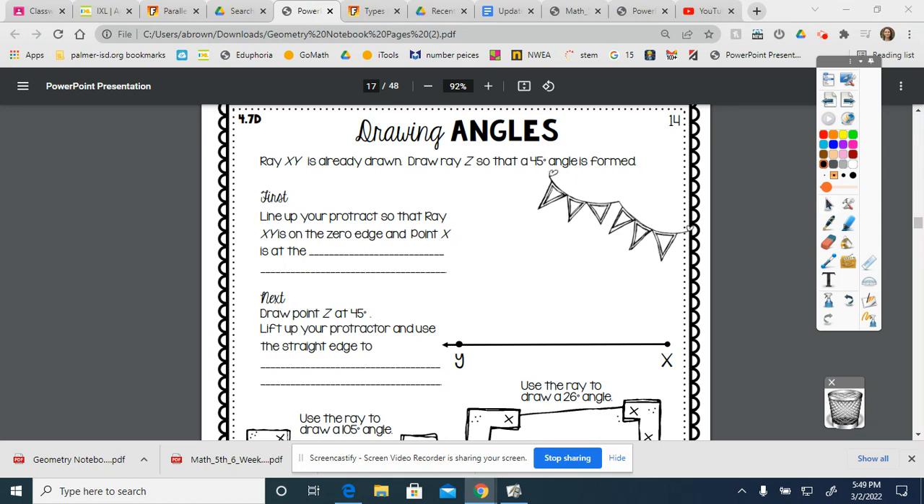Math notebook on page 14. We're going to be drawing angles. So you're going to need a protractor for this. So make sure that you have your protractor out and ready here.